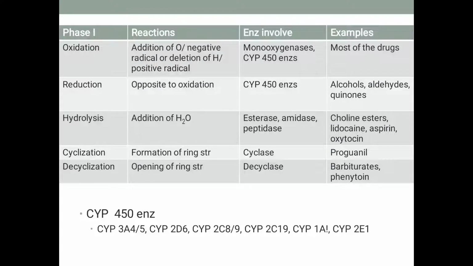Okay, which are the cytochrome P450 enzymes? So CYP3A4, CYP3A5, CYP2D6, CYP2C8, CYP2C9, CYP2C19, CYP1A, and CYP2E1. These are the main cytochrome P450 enzymes which are responsible for mainly phase 1 reactions.